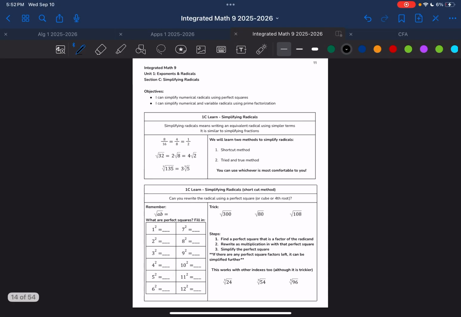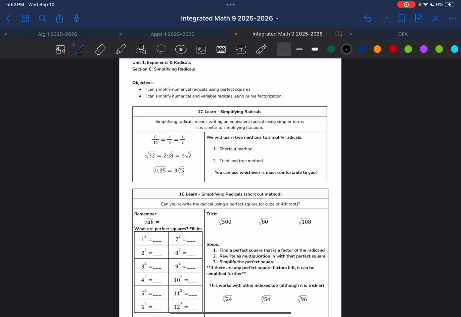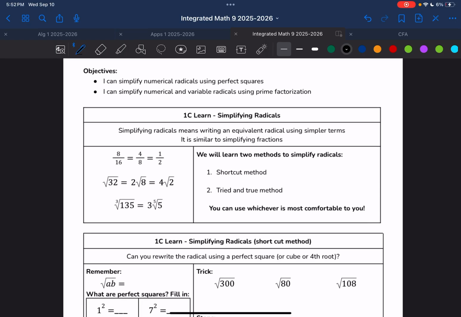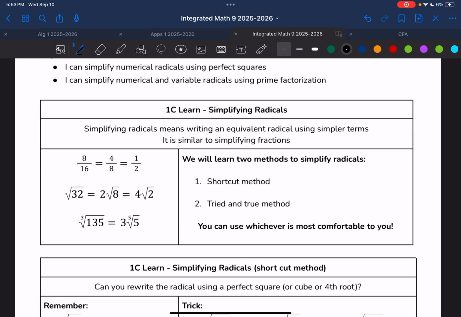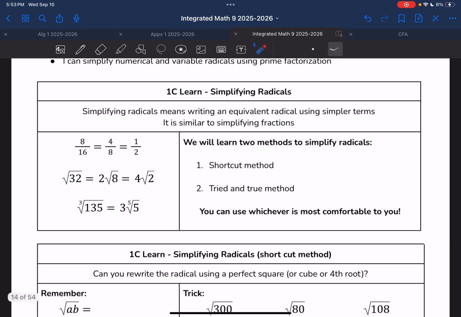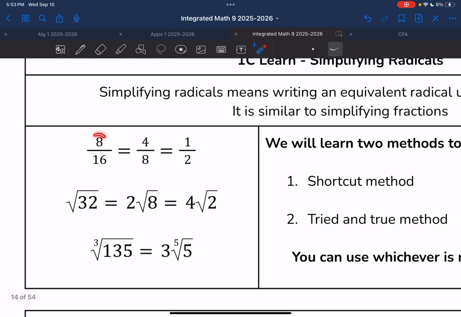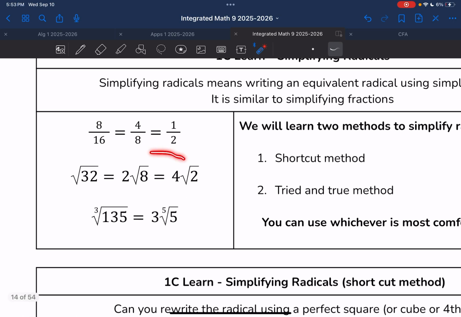All right, so in this video, I'm going to be going over pages 11 and 12 in the notes packet. So here's where we're starting to simplify radicals. What you mean by simplify radicals is you might remember simplifying fractions, right? So 8/6 is equal to 4/8 is equal to 1/2. Well, you can actually do the same thing with radicals, right?